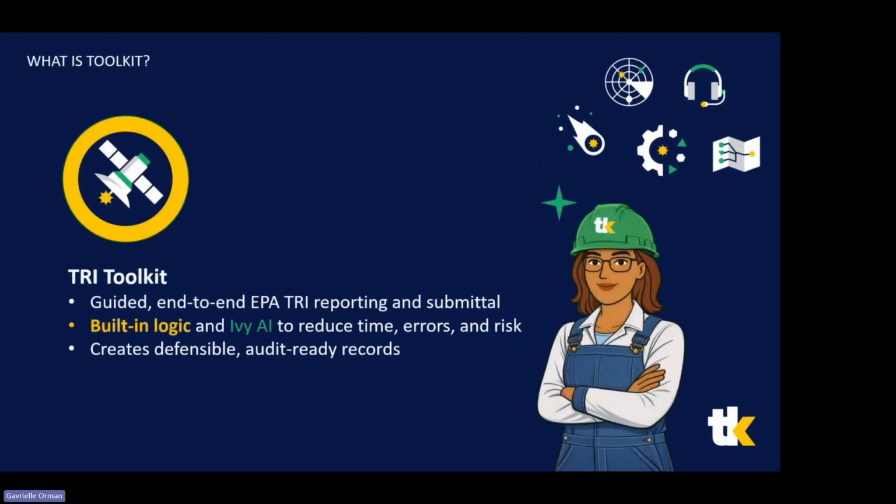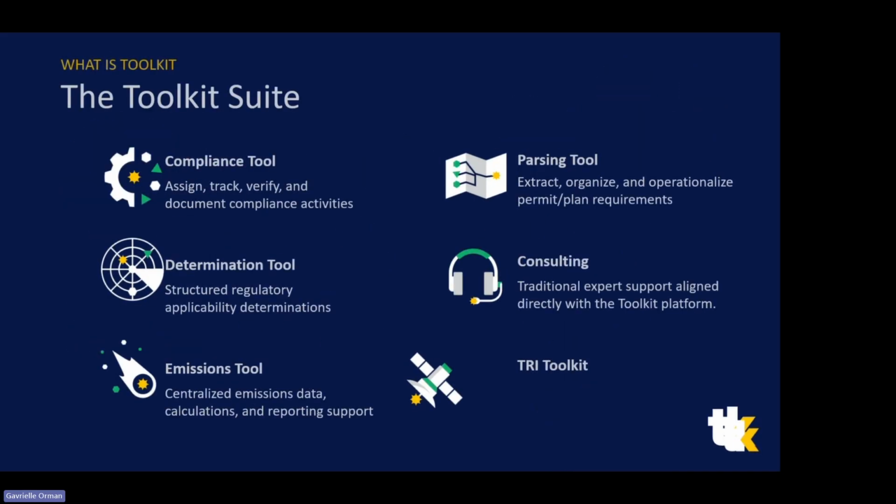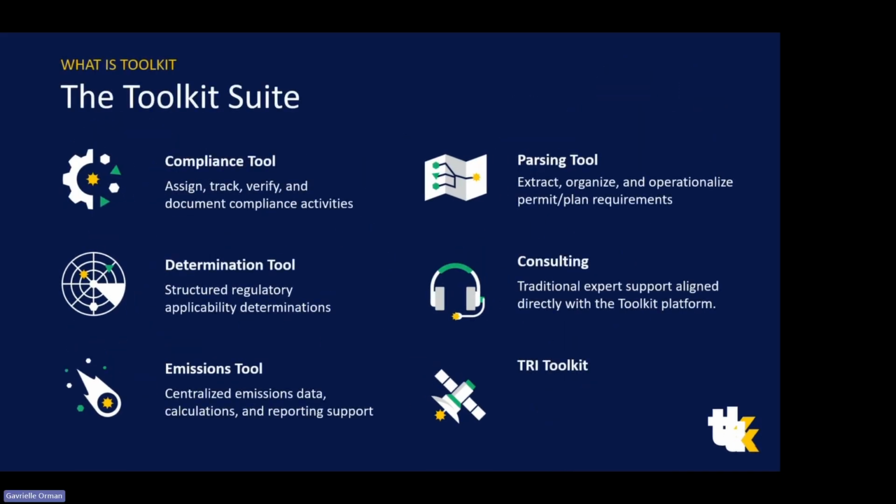The main tool that we offer that's relevant to today's discussion is going to be our TRI toolkit, which is an end-to-end EPA TRI reporting and submittal tool. It has built-in logic and utilizes IVAI, our AI agent, to reduce time, errors, and risk. It helps create defensible audit-ready records. So our system basically incorporates a lot of the QAQC tips and tricks we'll be talking about today already in the program.